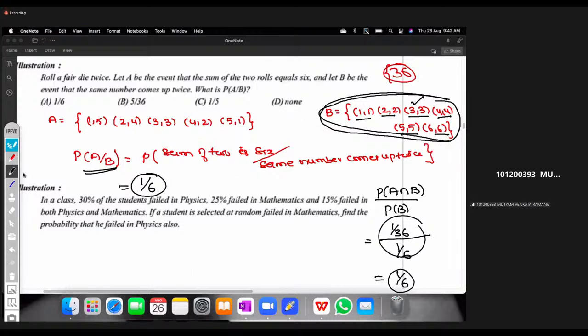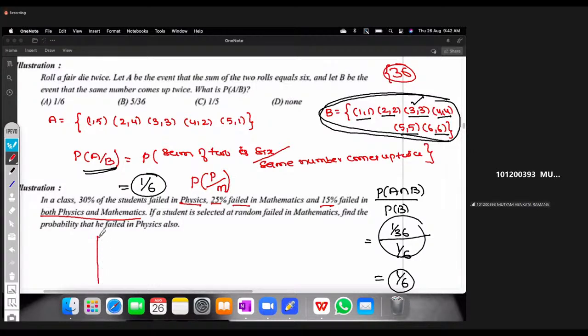Now, the next one also I'll quickly explain, maybe useful to you. In a class of 30 students, 30% failed in physics, 25% failed in maths, and 15% failed in both physics and maths. If a student selected at random failed in mathematics, find the probability that he also failed in physics. So, he already failed in maths, what is the probability that he failed in physics also?